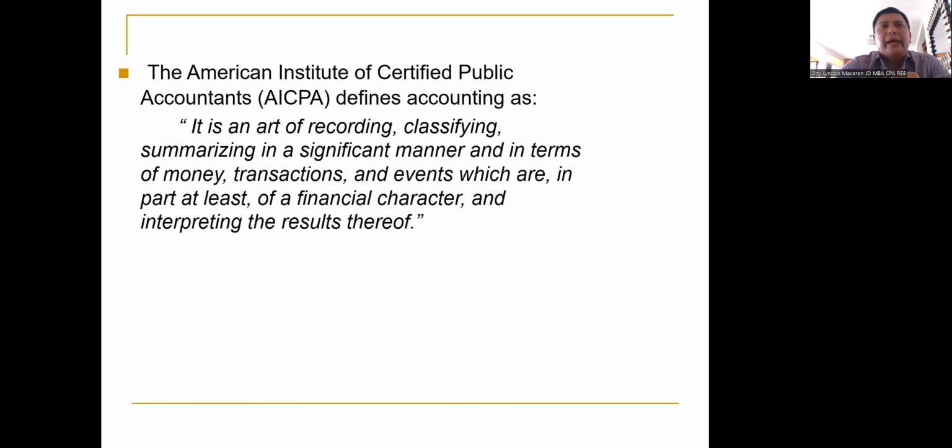So another group, which is the AICPA, defined accounting as an art of recording, classifying, summarizing in a significant manner in terms of money transactions and events which are in part at least of a financial character, then interpreting the results thereof. Now, in this definition, the bookkeeping part is the recording, classifying, and summarizing, while interpreting the results thereof is done by the accountant.